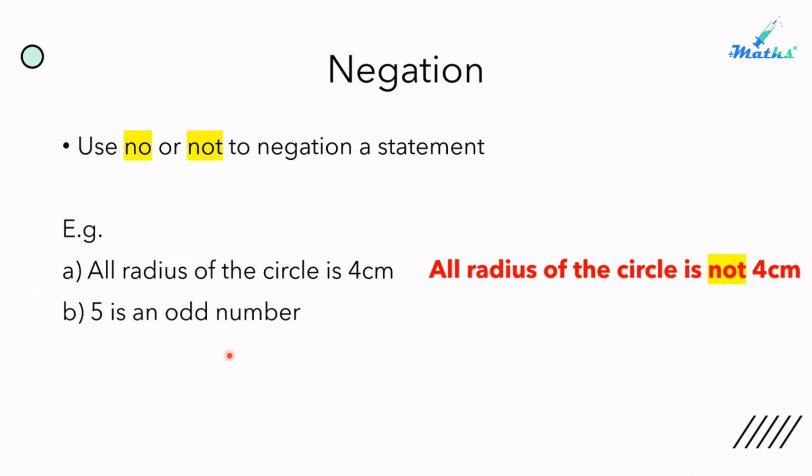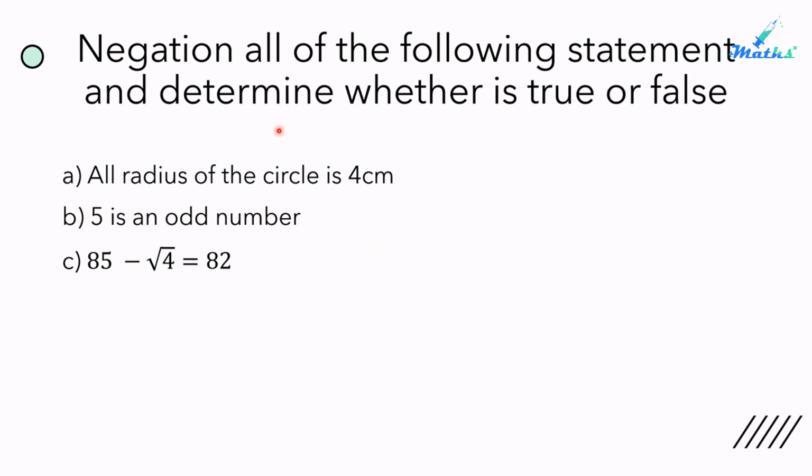After that, the second example is 5 is an odd number. And in negation it will become 5 is not an odd number. So it's easy like this. Here are some questions: negate all of the following statements and determine whether each is true or false.